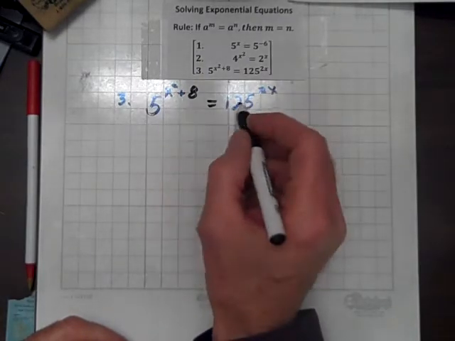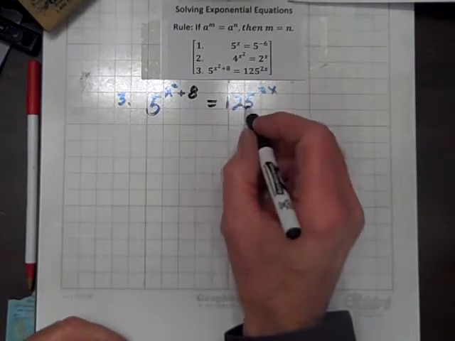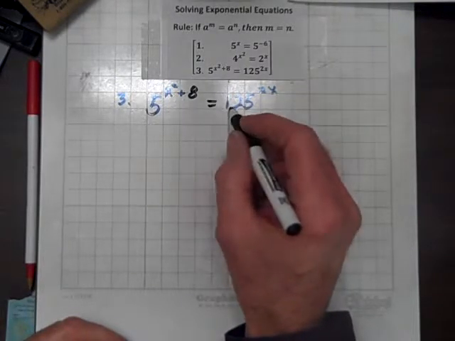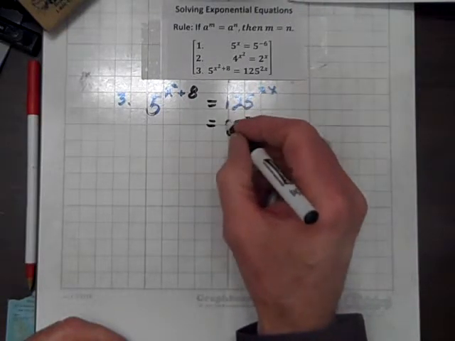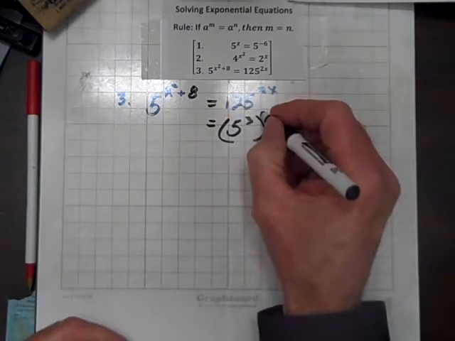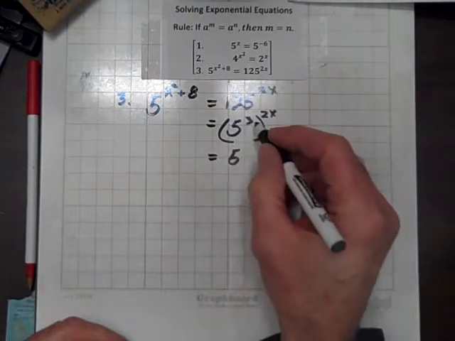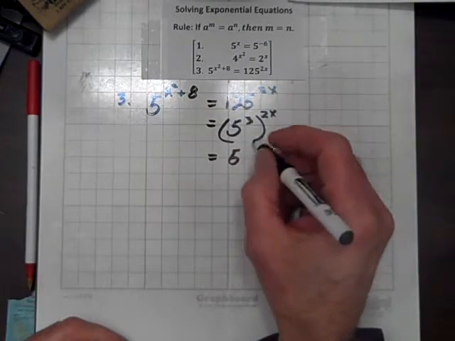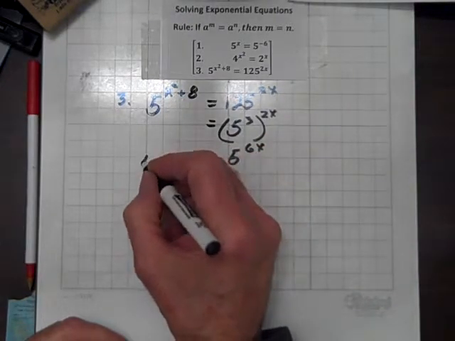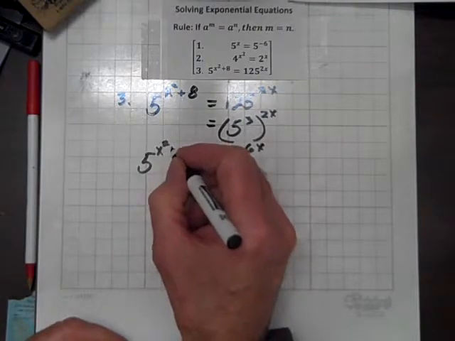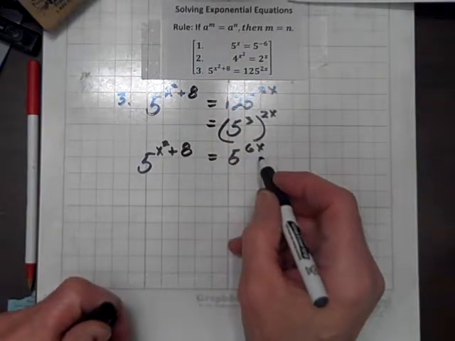Hey, we've got a problem again. The bases are not identical, but nevertheless we can rewrite 125 in terms of base 5. So this equals 5 cubed. 125 is 5 cubed to the 2x, which equals 5, and by the rules of exponents we'll multiply exponents and we get 6x. So now we have 5 to the x squared plus 8 equal to 5 to the 6x.